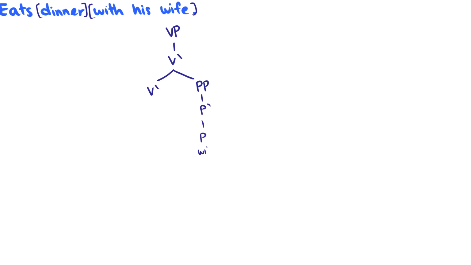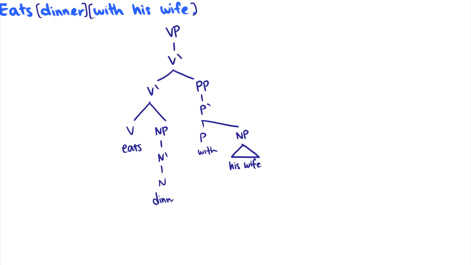So, of course, with his wife. So with is the head of the prepositional phrase. His wife, we don't want to get into possessive structure right now, so we'll call this an NP complement. And I'm going to do his wife like this. We'll get to possessive structure shortly, but not now. Okay, then eats dinner. Well, dinner is a complement, so it's going to be daughter of a V-bar and sister to the head. So eats is the verb, and dinner is the complement, which is a whole noun phrase. So I will draw it out with the bar levels and the head.